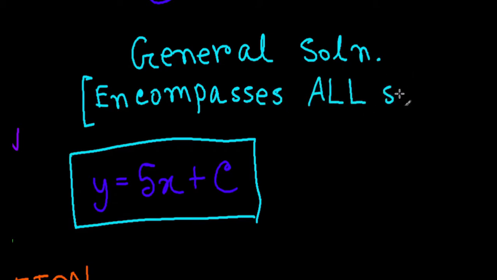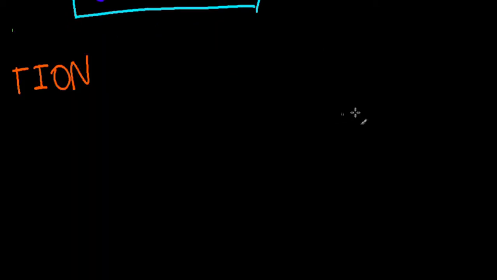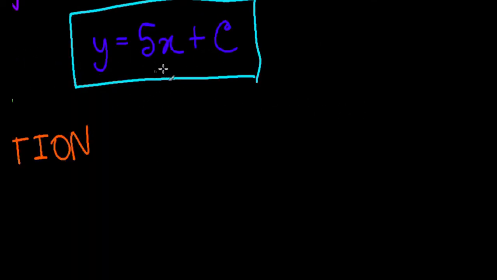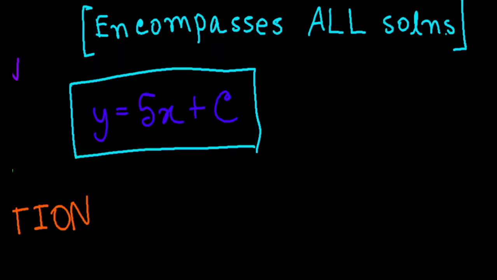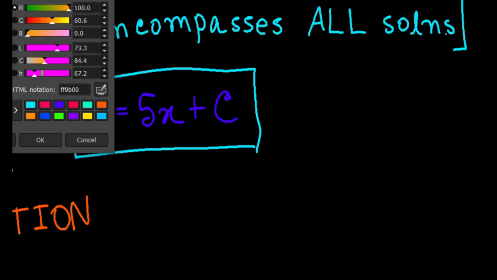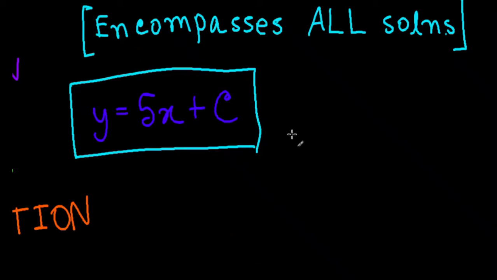So all solutions, it encompasses all solutions. It's pretty neat, pretty neat. Now let's actually try to graph this solution, and there's some problem in saying that, because I think you can already see this is y equals 5x plus c. C is any constant, right? At the very least any real number. We are taking the real numbers right now.